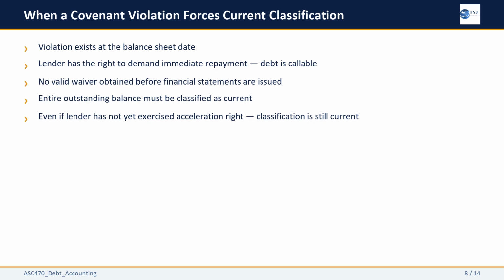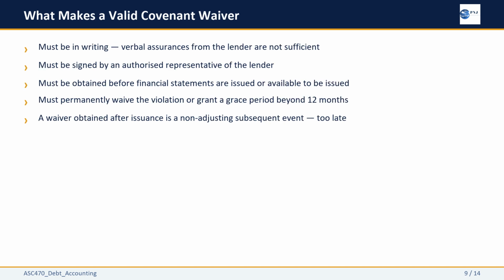That assumption is wrong. If the right to accelerate exists at the balance sheet date and no valid waiver has been obtained before the financial statements are issued, the debt is current. The lender's inaction is not a waiver. Only a documented, formal waiver counts.